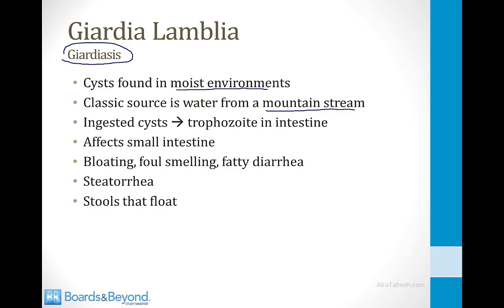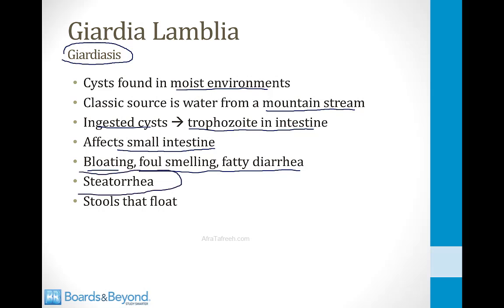So the Giardia cysts like the wet mud and they get into the water, and then if you're hiking and you drink some stream water, you can get infected. When you ingest the cysts, they turn into the trophozoite form in the intestines, and these bugs affect the small intestine. And what they cause is not bleeding or inflammation, but they cause malabsorption of fat in the small intestine. Therefore, you will get bloating and foul-smelling fatty diarrhea.